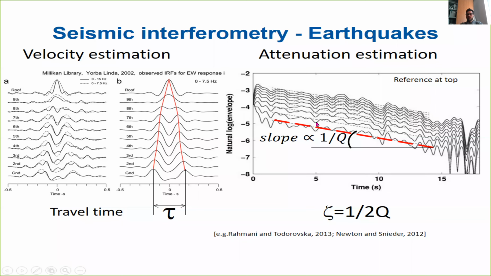Similarly, if we also take the slope of the convolved wave field that you have seen before in a logarithmic scale, one can prove that this is proportional to the quality factor or to the damping of the building itself. So in this way, at least for a small level of shaking, it is possible to get information about the velocity of propagation of waves inside the structure and also about the damping.